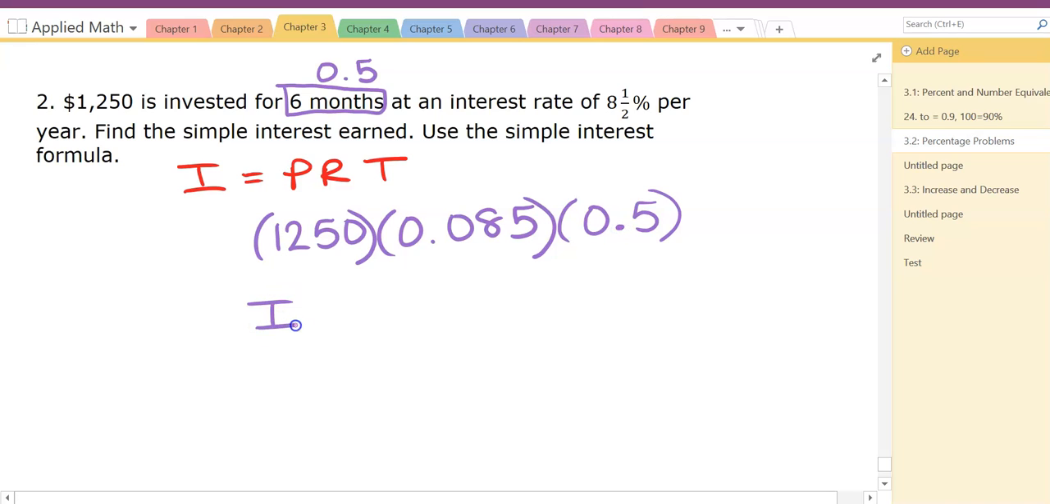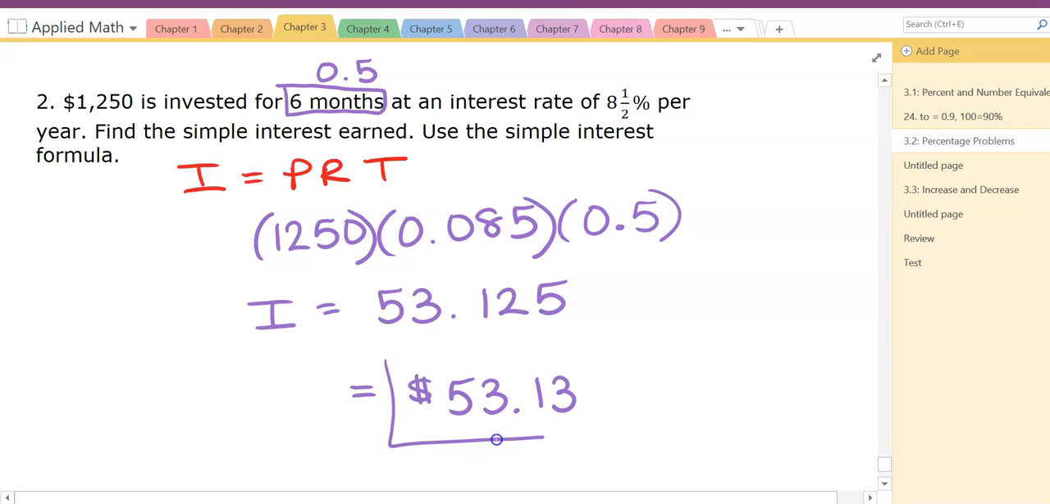Okay, so we go ahead and multiply 1,250 times 0.085 times 0.5. That gives us 53.125. So how would you round it? $53.13. So that's how much they made with that money just sitting in that account for 6 months, not touching it, not doing anything to it. They just put that money in the account and let it accrue that interest.